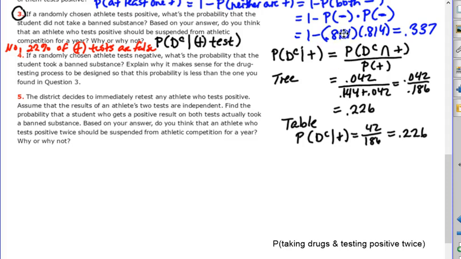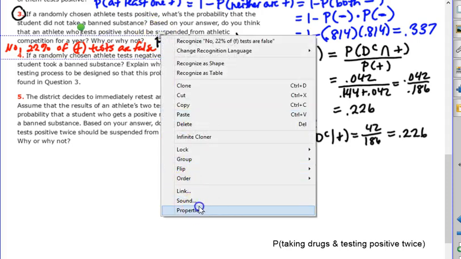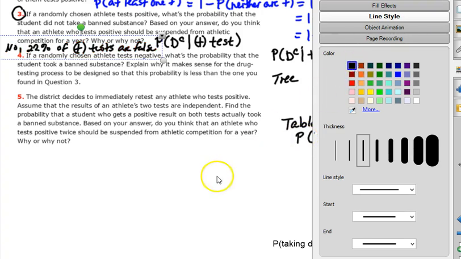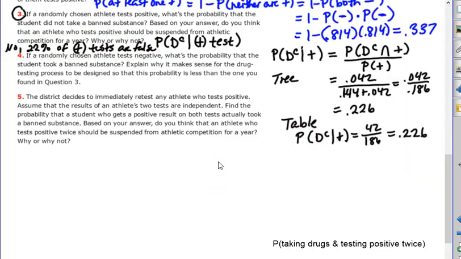Okay, let's take a look then. I'm going to change this to black so that it matches the rest of the problem. Okay, then the next question, let's go back to red again for number 4. If a randomly chosen athlete tests negative, what's the probability that the student took a banned substance? Okay, so we're saying probability that they actually took drugs given that they have a negative test.